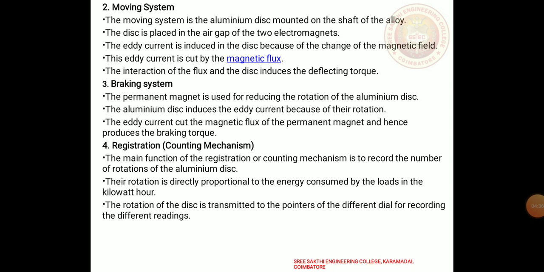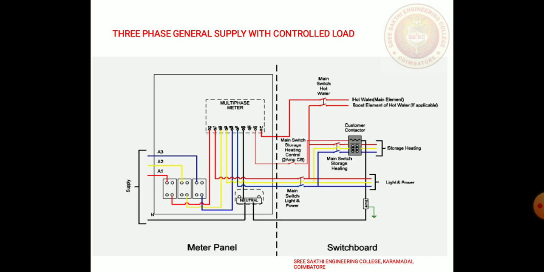Errors in single phase energy meters. The errors caused by the driving system are incorrect magnitude of fluxes, incorrect phase angles, and lack of symmetry in the magnetic circuit. The errors caused by the braking system are changes in strength of the brake magnet, changes in disc resistance, abnormal friction, and self-braking effect. To overcome these errors in the single phase energy meter, we use the three phase energy meter.